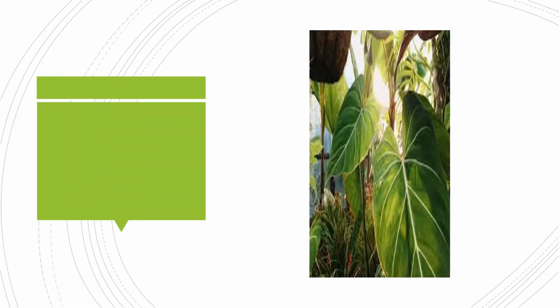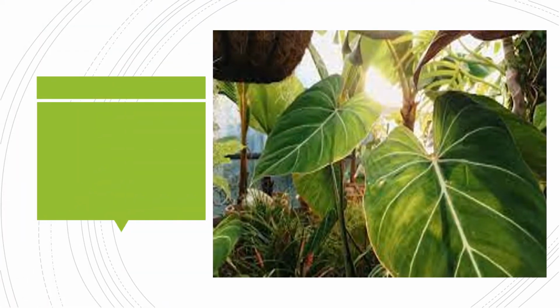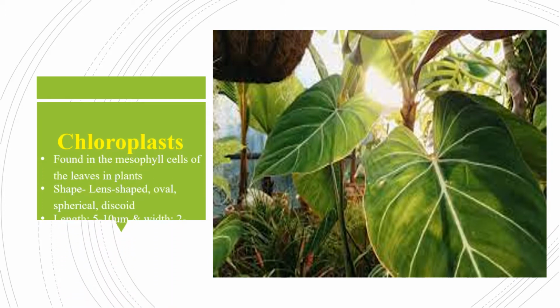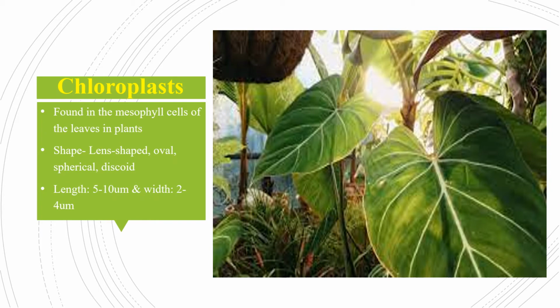We know that the plants are green in color, and this green color is because of a pigment that is imparted to the leaves of the plants, that is the chlorophyll. Now, chlorophyll, as we discussed, comes from chloroplasts. Therefore, the majority of plastids found in a plant is the chloroplast. They are found in the mesophyll cells of the leaves in the plants. They are either lens-shaped, oval, spherical, or discoidal in shape. Their length ranges from 5 to 10 micrometer and their width ranges from 2 to 4 micrometer.